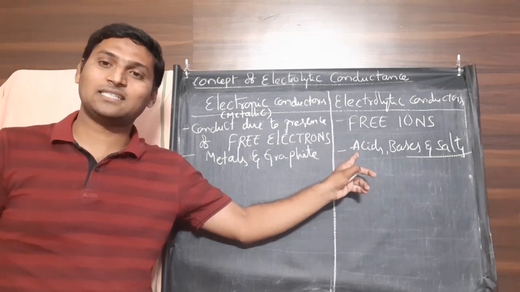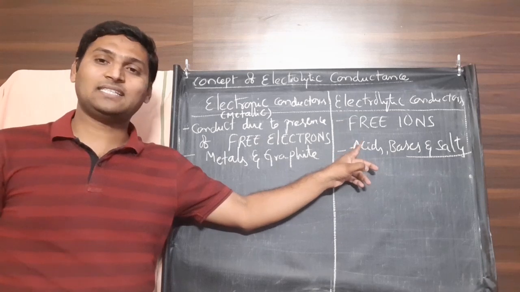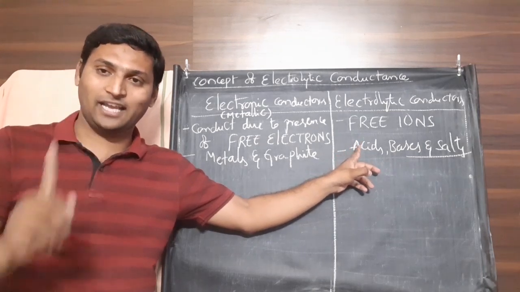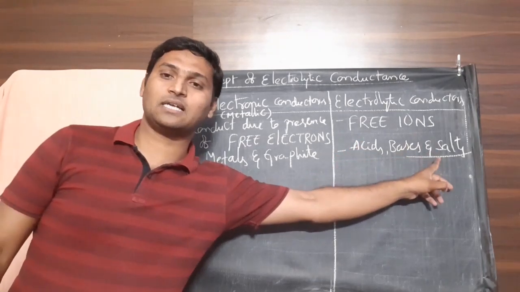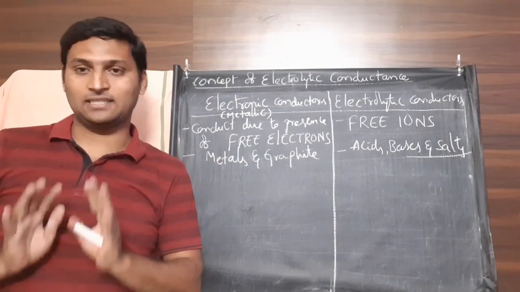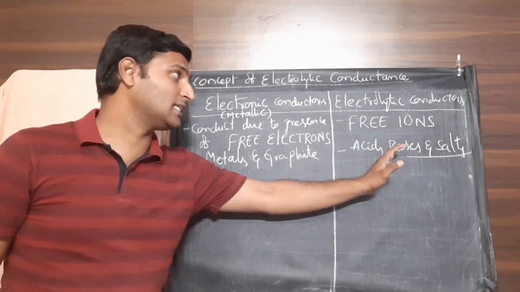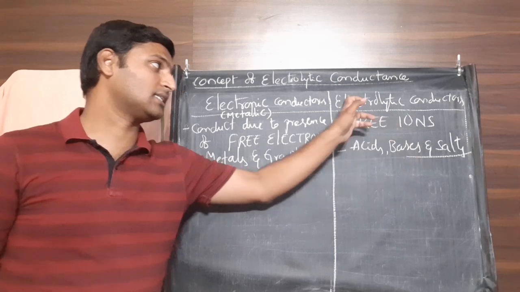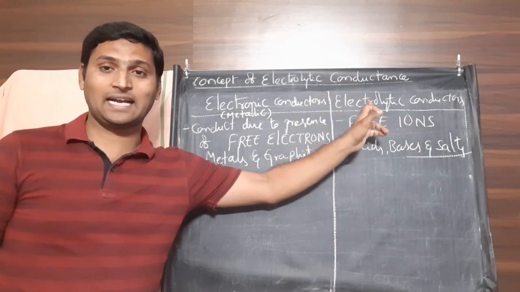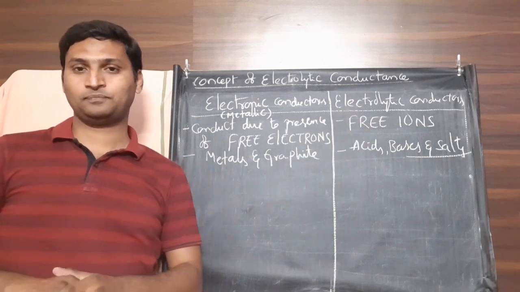Only when these acids are dissolved in water, they become ions. That's why acids conduct only in their aqueous solutions, whereas bases and salts conduct both in aqueous solutions as well as in their molten state. So, in their aqueous solutions and in their molten states, the acids, bases and salts behave as electrolytic conductors because they conduct due to the presence of free ions.